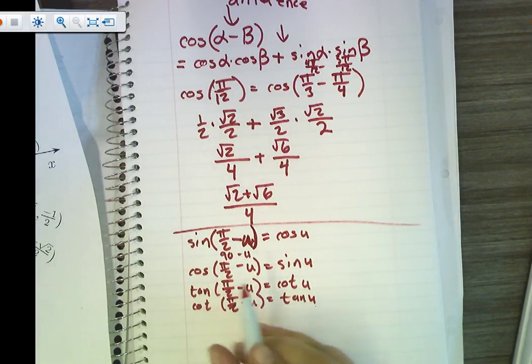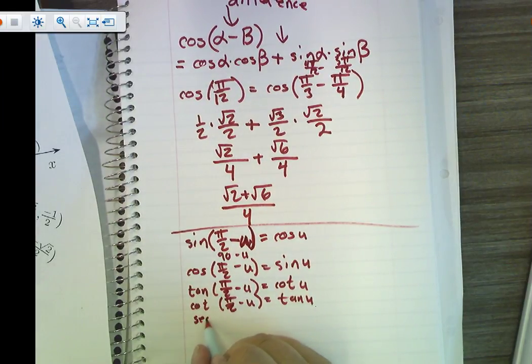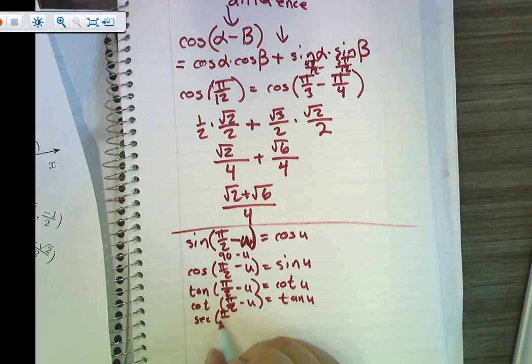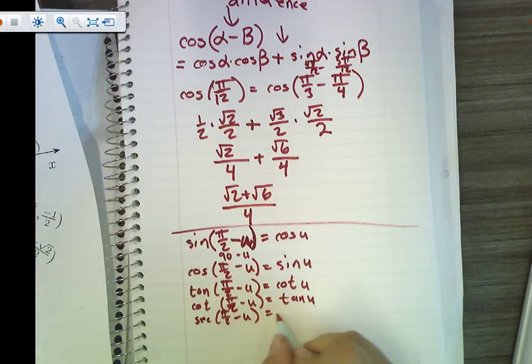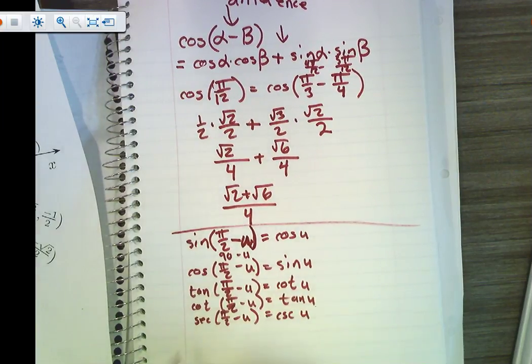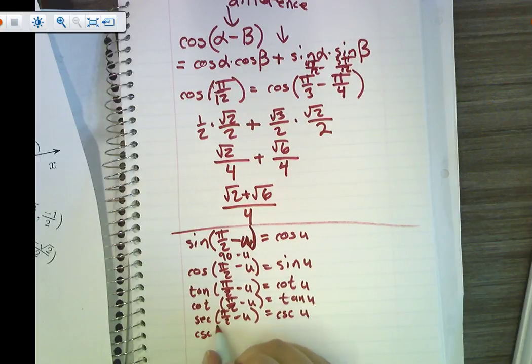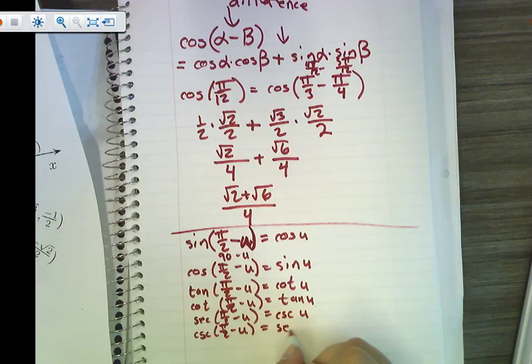And then secant and cosecant go together. Secant of pi over 2 minus u is equal to cosecant of u. They all say pretty much exactly the same thing in here. So cosecant of pi over 2 minus u is equal to secant of u.